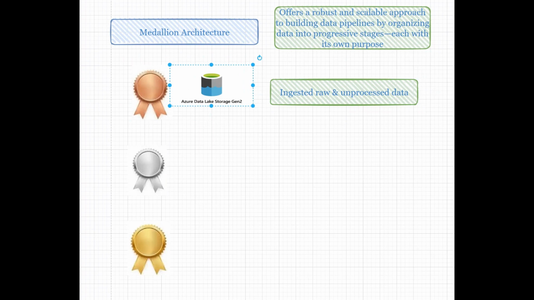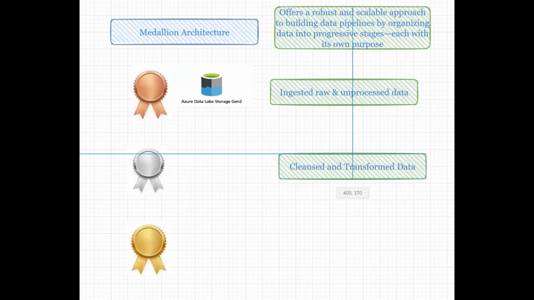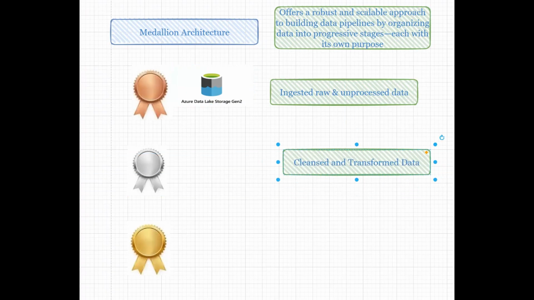After this bronze layer, we have the silver layer. The purpose of this silver layer is that our data is cleaned, transformed, and enriched for further analysis. Data at this stage has been processed to handle inconsistencies, missing values, or duplicates and to derive some more meaningful relationships between the datasets.